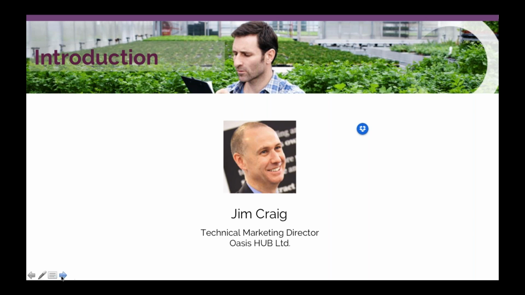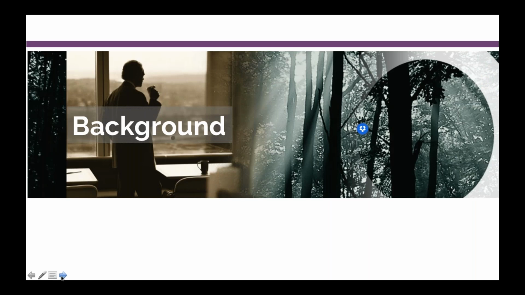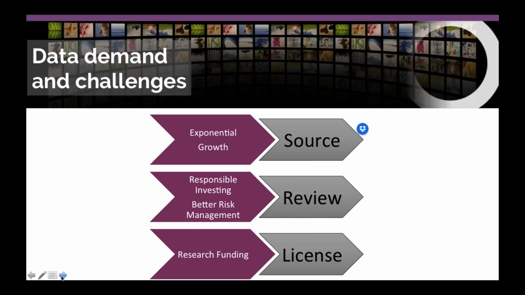So a little bit of background next as to why we need the hub and where the hub has come from. We'll start by just looking at the demand for data at the moment and the challenges around that data. We're seeing an exponential growth in data, and certainly in the financial markets, a lot of that is driven by the need to do responsible investing, and specifically in the insurance sector to better understand the risk, to improve the process of underwriting.